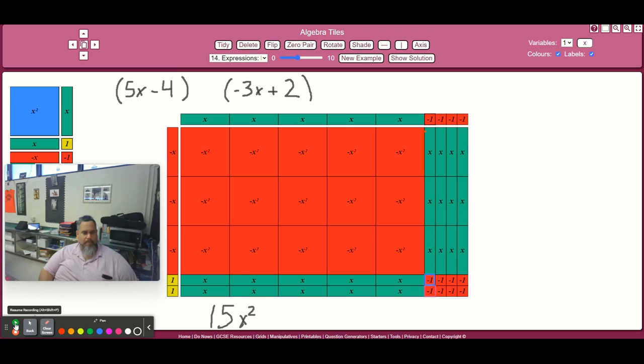And then we have 10 x's here, and then we have 12 there. So that's 22 x's. Now I go in this order: x squared, then x's, and then my constants. I have 8 negatives.